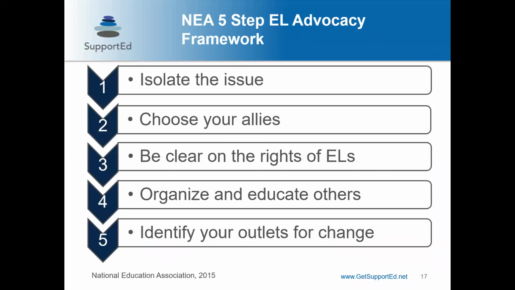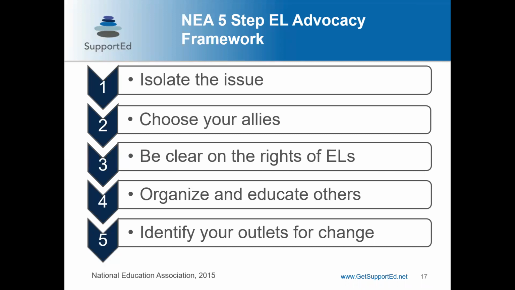So one more item that we're going to apply later on is this wonderful National Education Association 5-step EL advocacy framework. My colleagues and I were very fortunate to have been working with the NEA over the past few years when they were delving pretty deeply into this topic. And it's great to advocate, but we also need a framework. We need some solid, practical steps to get there. And we'll be talking about these steps throughout the webinar. And again, you'll be able to apply these to an issue you might want to focus on.